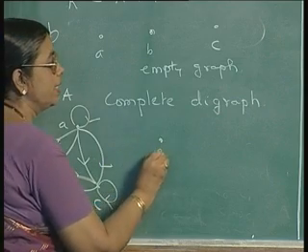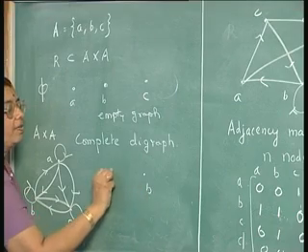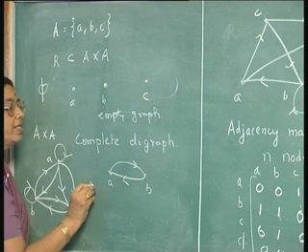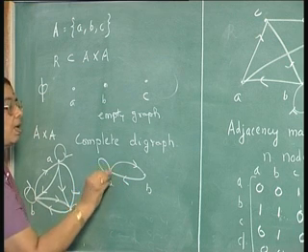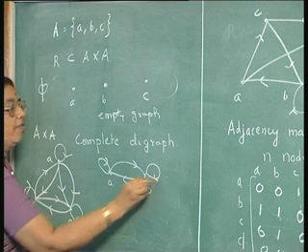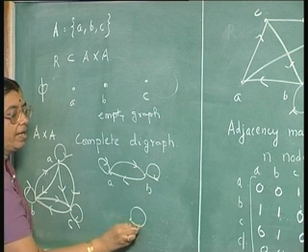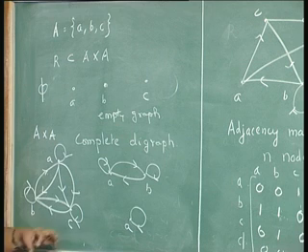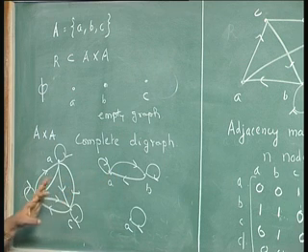On 2 vertices, a complete digraph looks like this, if you have just 2 vertices. If you have just one vertex, this is a complete digraph on one vertex. This is a complete digraph on 2 vertices. This is the complete digraph on 3 vertices.